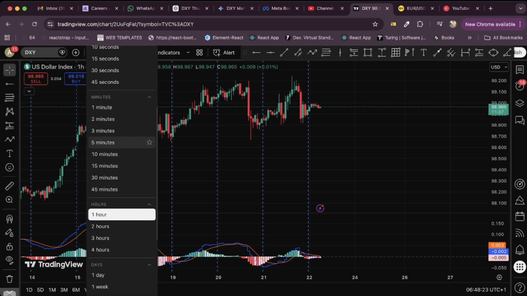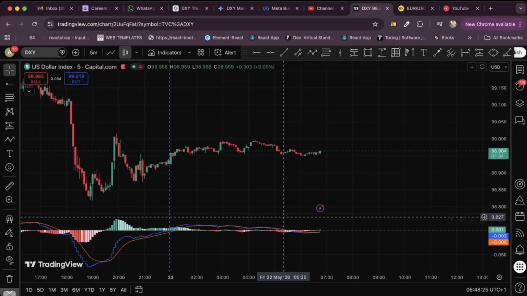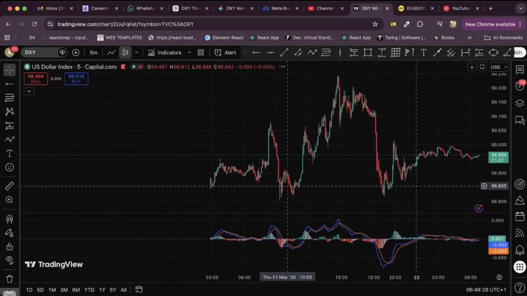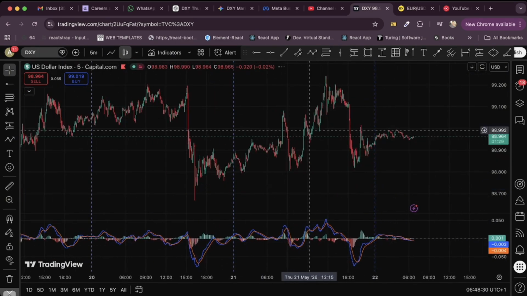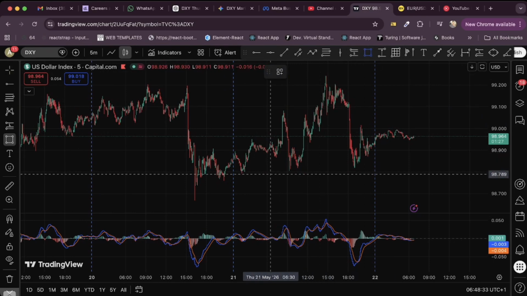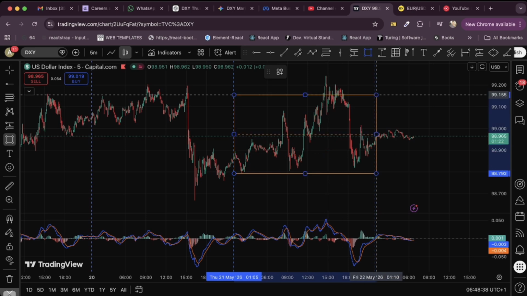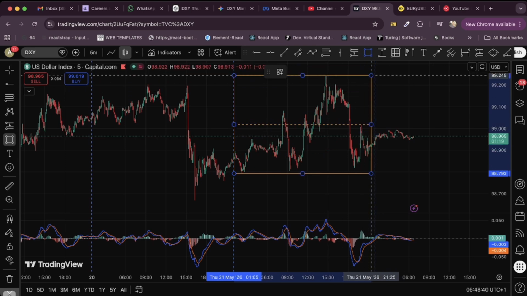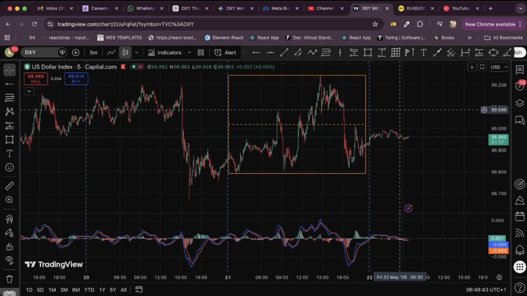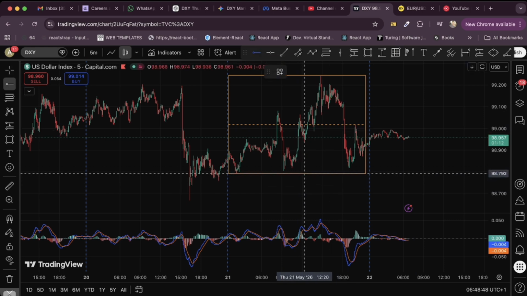So now let's get to the playground. Our playground is usually on the 5-minute time frame. So here on the 5-minute time frame, I'll just draw out the previous day high and low. We will get the PDL, which is the previous day low. We'll put this line there.